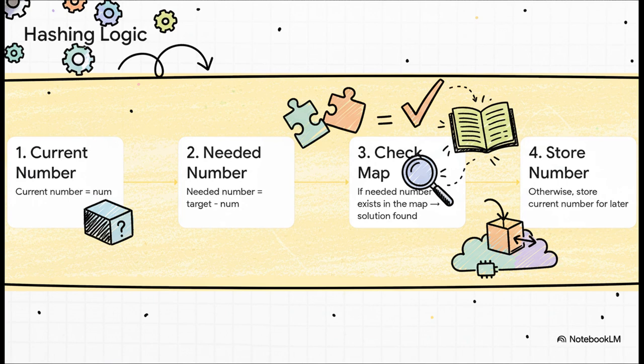So how does this magic work? It's actually super simple. For every number in our list, we first figure out what number we need to hit our target. Then we just check our hash map, our memory. Is that needed number already in there? If it is, boom, we're done. We found our pair. And if it's not, no problem. We just add the current number to our memory and move on to the next one.